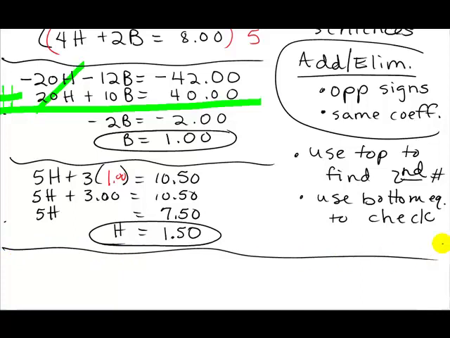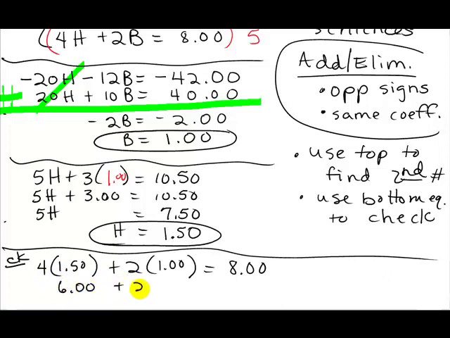So to check, I have, let's put check, 4 times the H plus 2 times the B. We're saying the H is 150 and the B is 1. So that's $6 plus $2, and that does equal $8 on both sides, and so then we know that it checks. Okay.